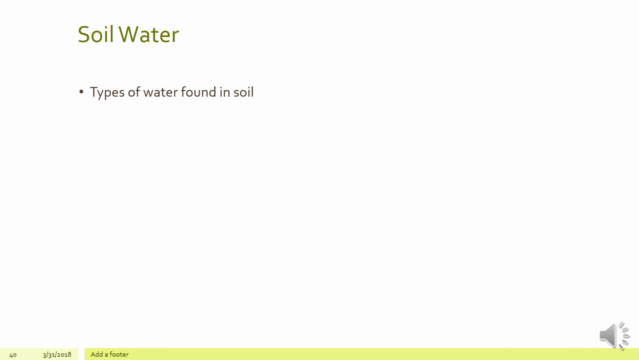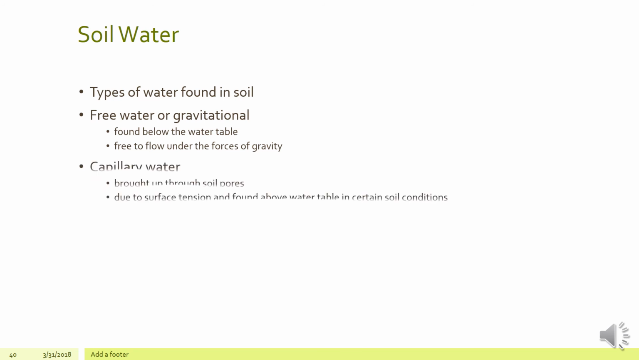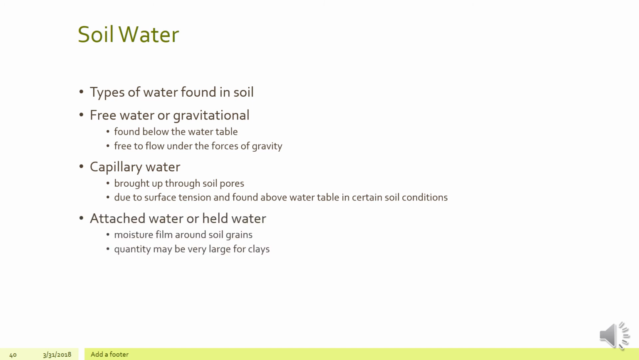Let's take a look at the soil water factor that we have to consider, the types of water found in soil. We have free water, or gravitational water, found below the water table and free to flow under the forces of gravity. Capillary water is brought up through the soil pores due to surface tension and found above the water table in certain soil conditions. Attached water, or held water, is a moisture film around soil grains. The quantity may be very large for clays.